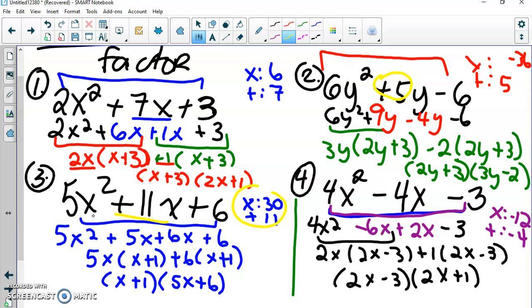Number 4. 2 numbers that multiply to get negative 12, and their sum is negative 4. It's a negative 6 and a positive 2. So hit pause and check your answers for these ones. Make note if you made any mistakes, and we can be sure to go over this in class next time.